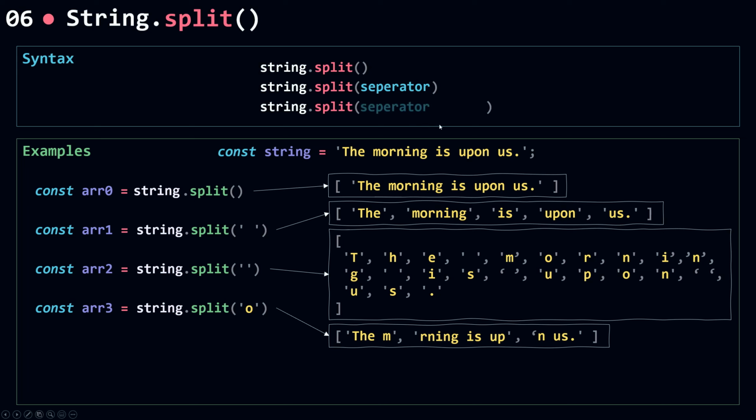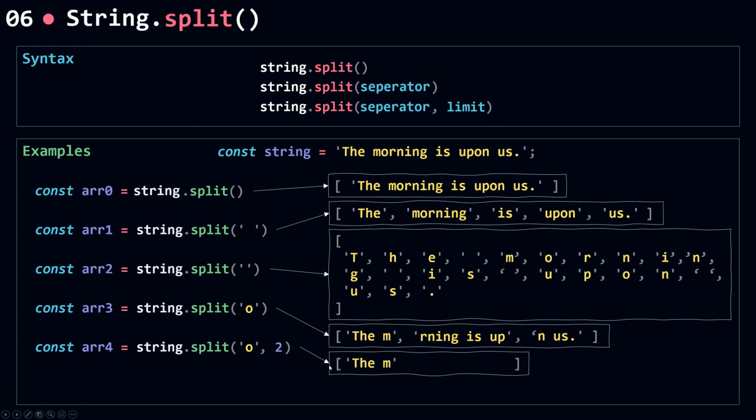And now let's talk about the second parameter, which is limit. Limit here means that you want to limit your number of splits to a given number. So for example, if I call split with O as the separator and the limit 2, this will return just the first 2 splits. And now if I call it with 0 as the limit, this will return an empty array. And that's almost everything about the split method. Now let's move on to the next method.